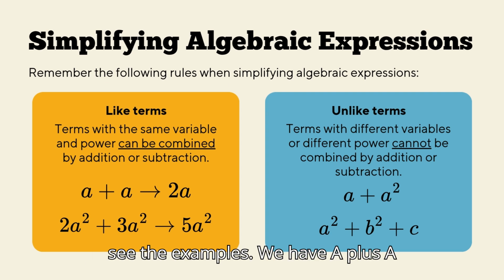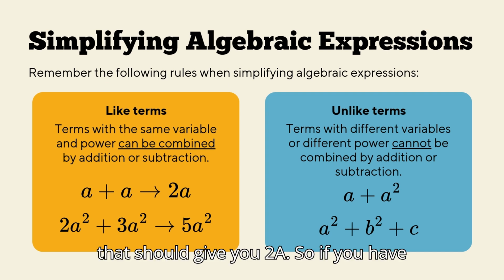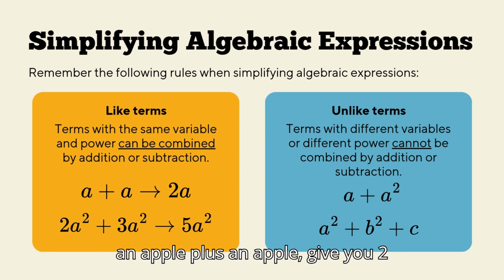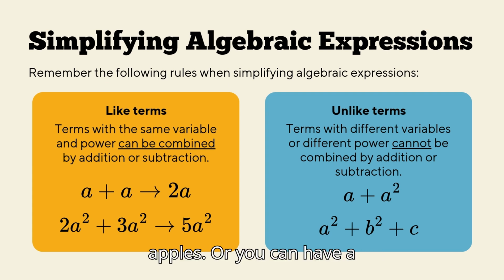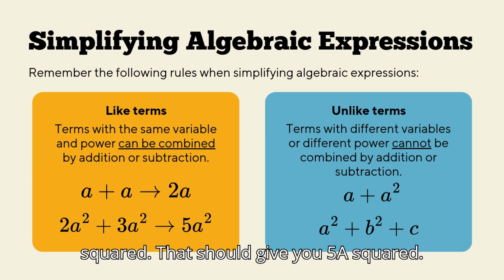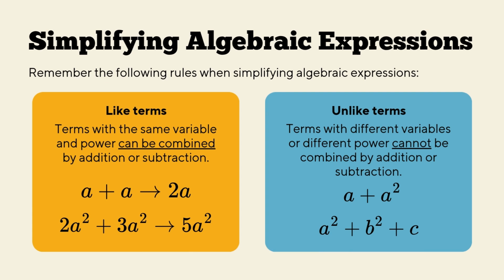We have a plus a, that should give you 2a. So if you have an apple plus an apple, that gives you 2 apples. Or you can have 2a squared plus 3a squared. That should give you 5a squared.